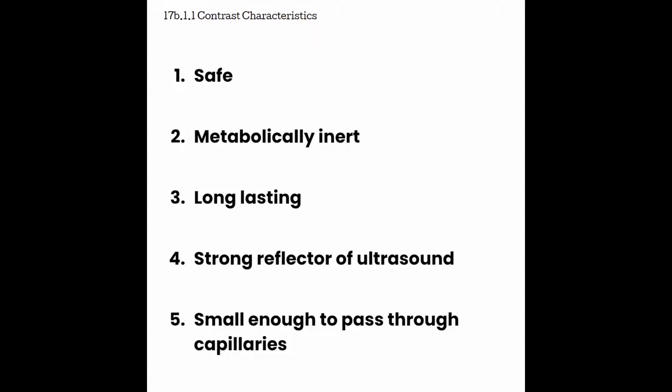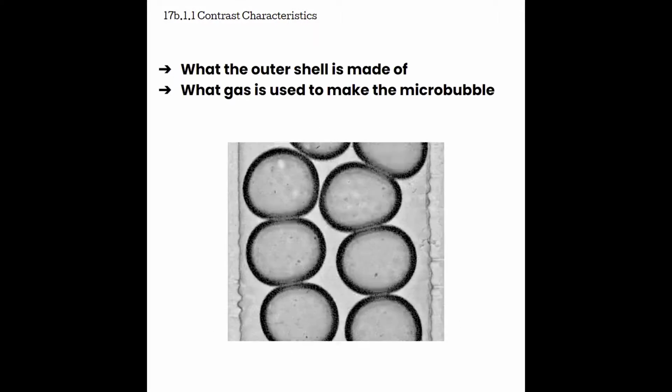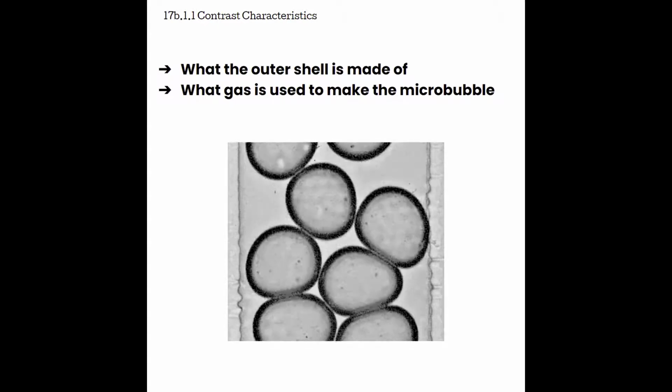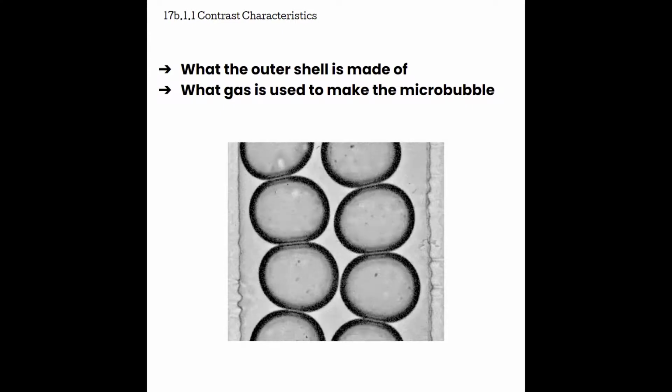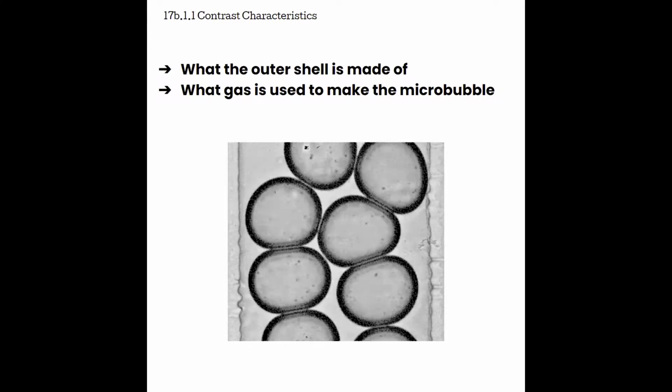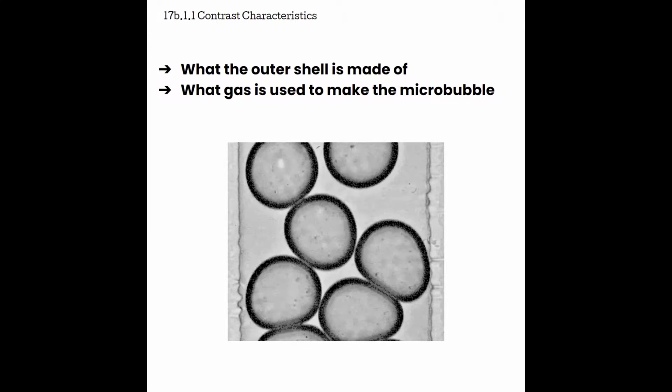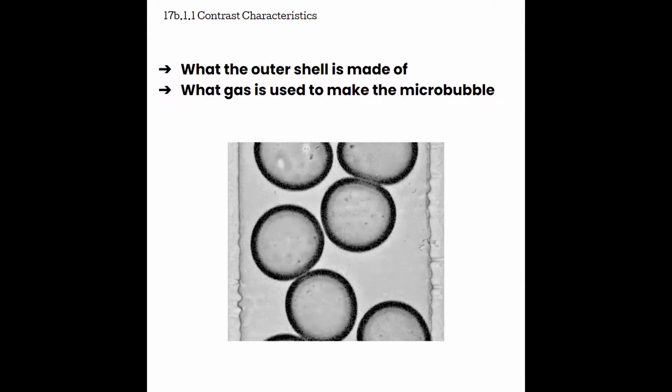We want the contrast agent bubbles to be small enough that they can go anywhere that blood can go, because that is going to help us to characterize lesions, to characterize blood flow, to improve our diagnostic quality. Some other things that we're looking at for the contrast characteristics are what is the outer shell made of and what is the gas that is used to make the microbubble. So on top of those rules, we have these two characteristics that are important.